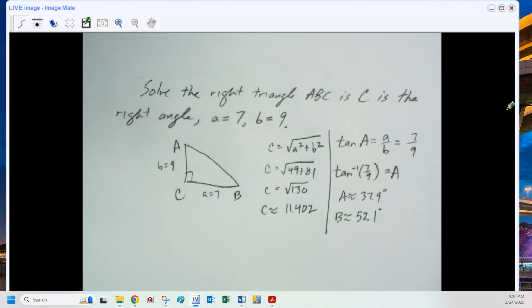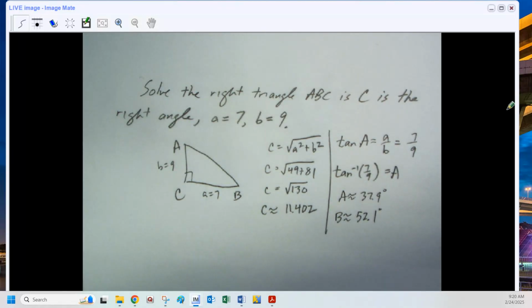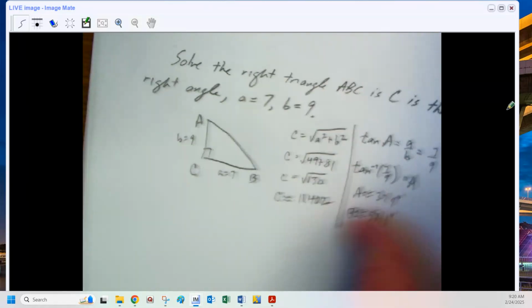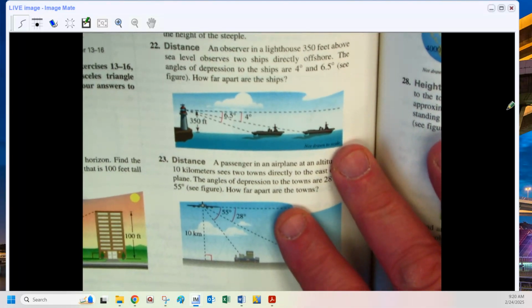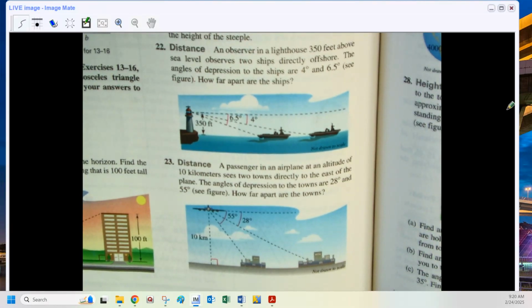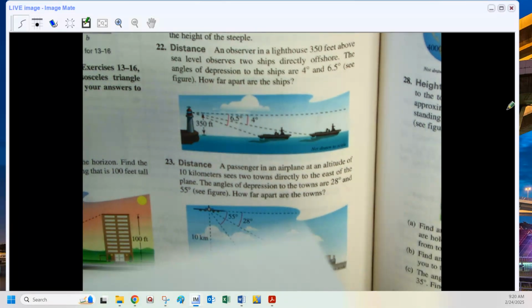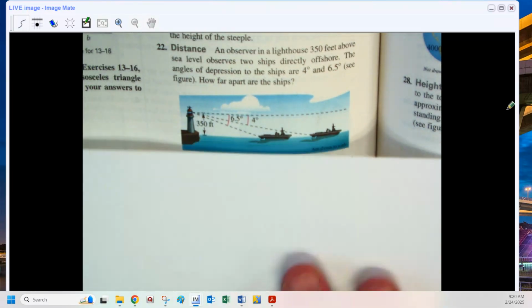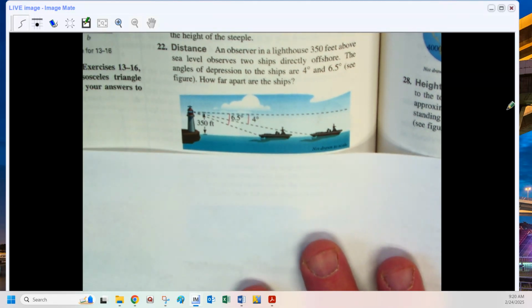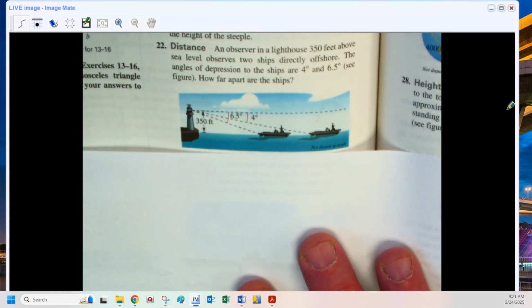Okay. All right, so maybe let's do one of the story problems, just so that you have some experience with a story problem here. So let me find one in your book. How about number 22? It says an observer in a lighthouse 350 feet above sea level observes two ships directly offshore. The angles of depression to the ships are 4 and 6.5. How far apart are the ships?